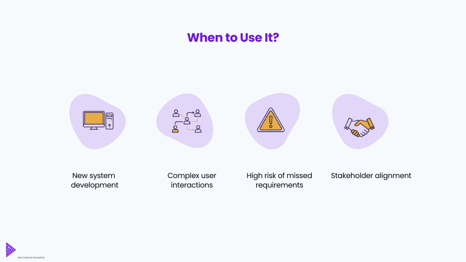Now, let's look at when to use this. Use cases and scenarios are ideal when designing new systems, especially when interactions are complex. They're also essential when there's a high risk of missing requirements or when you need to ensure stakeholders are fully aligned on expected behavior.